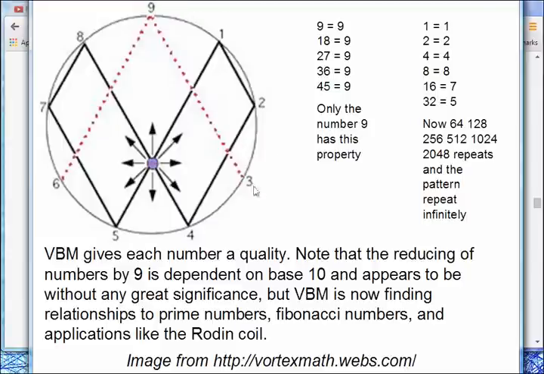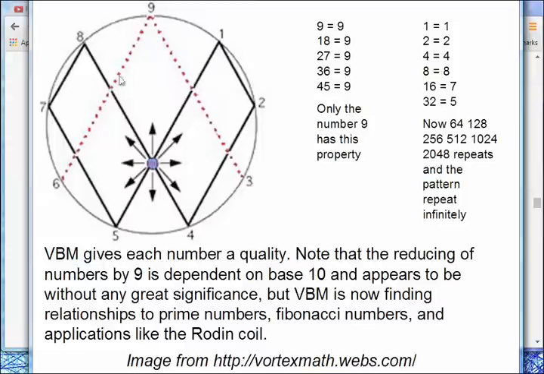But here's the basic diagram used in VBM, where you put the numbers 1 through 9 around, and you get very cool things that happen, such as when you double numbers 1, 2, 4, 8, 16, 32, and keep doubling: 64, 128, 256, 512, 1024, 2048, and you just keep doubling and doubling. When you do this reduction to 9, all these double numbers end up in this loop, an infinite loop, and they never get out of it. And in the diagram it looks like this.